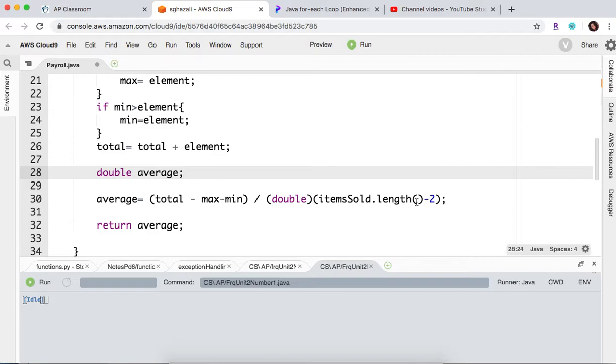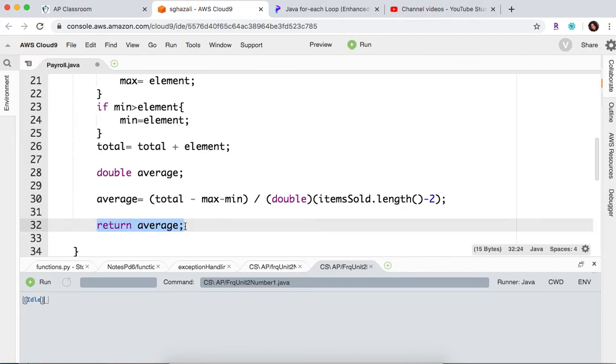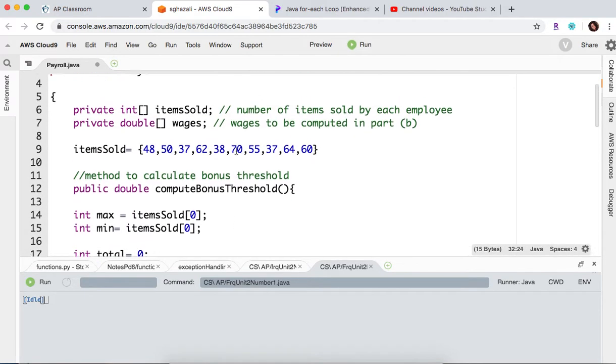But remember, we don't want the total length of the array because we're taking away the max and min, so we have to subtract 2. And then we're going to return the average. Okay? So that takes care of our first method.